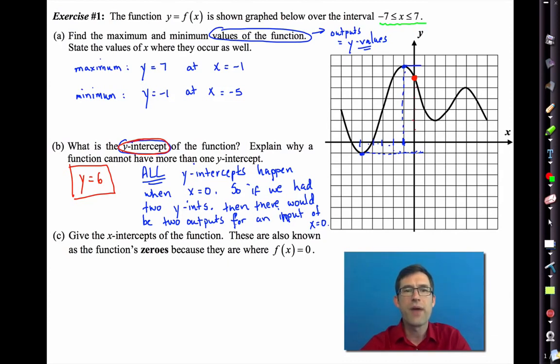On the other hand, let's flip that over and take a look at C. Give the x-intercepts of the function. These are also known as the zeros of the function because they are where f of x equals 0.